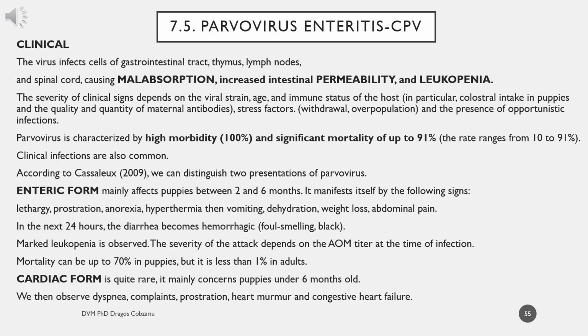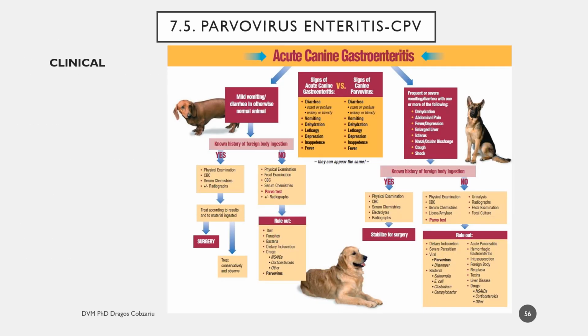Cardiac form is quite rare, it mainly concerns puppies under 6 months old. We then observe dyspnea, complaints, prostration, heart murmur and congestive heart failure.